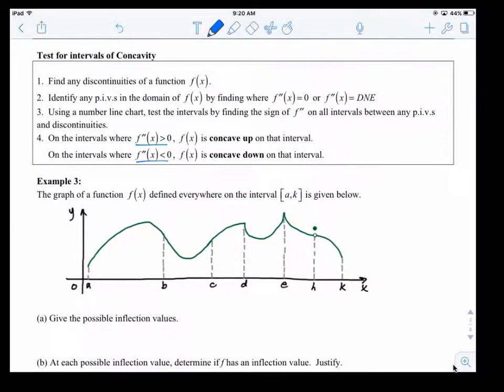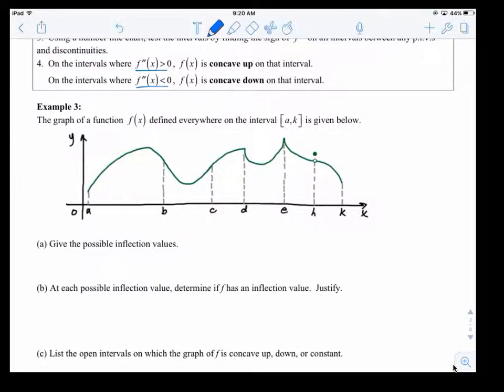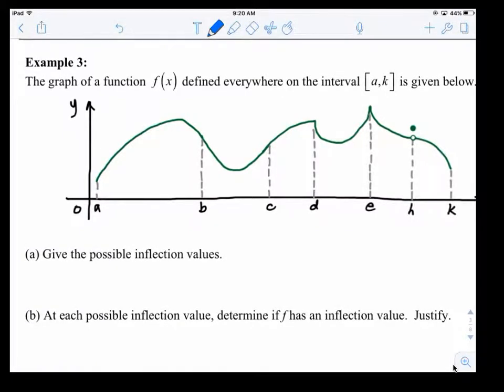All right, so you have a function defined everywhere from a to k, given below. Give the possible inflection values. So this is where they might change concavity. Do we change concavity at letter A? No, right? What about B? You see how we're getting closer to B, and this piece of the graph is concave up or down? Down, right? And after I get to B, what is it now? Concave up. So this x value right here is where it changes from concave down to concave up. So that would be considered a possible inflection value.